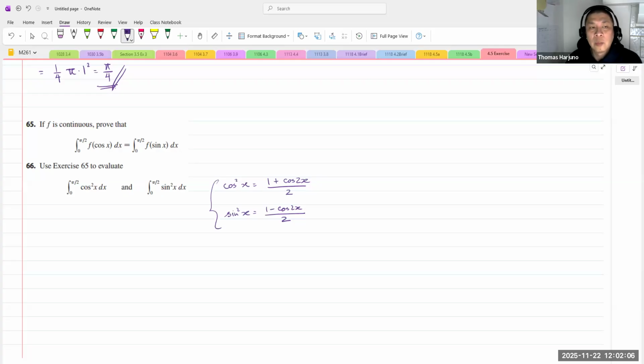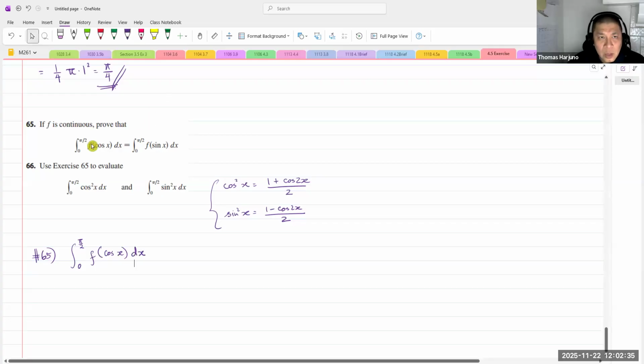But number 65 together with 66 enable us to do the problem in an elegant way that we don't need to do any power reduction at all. Let's do number 65 first. Integral from 0 to pi over 2 of f of cosine x dx. We need to prove that this guy equals that guy.